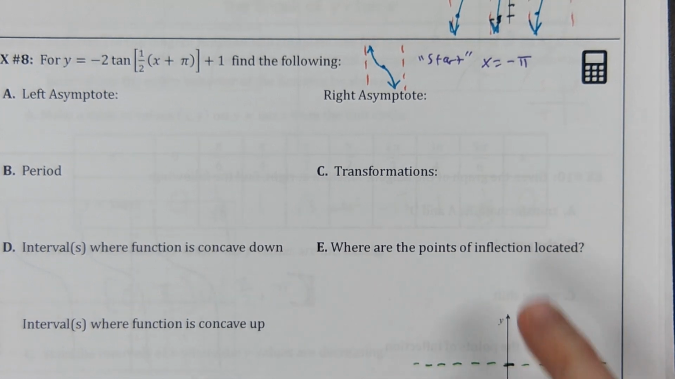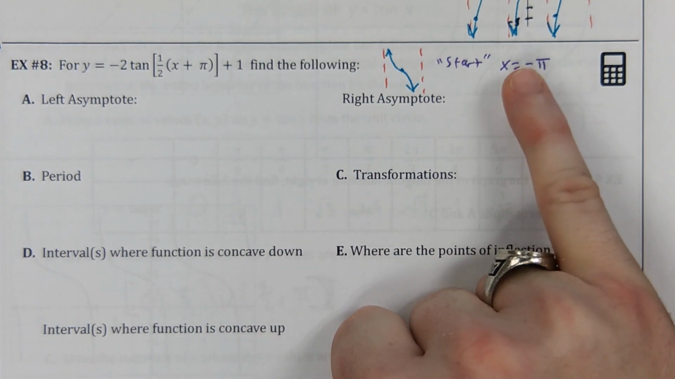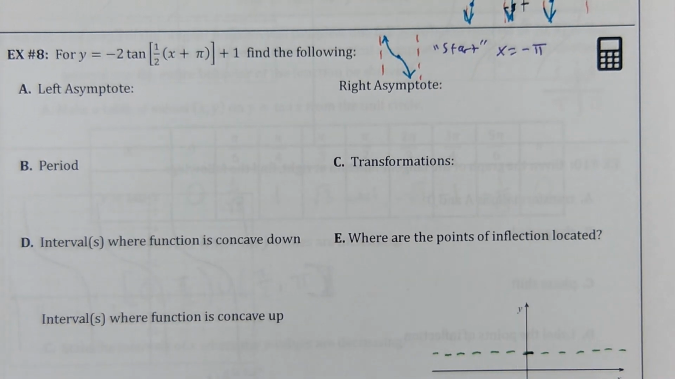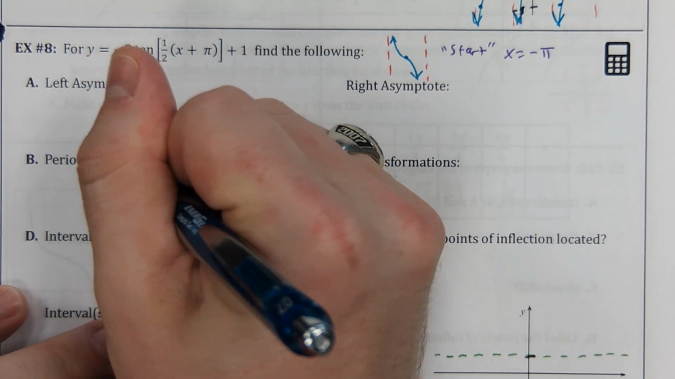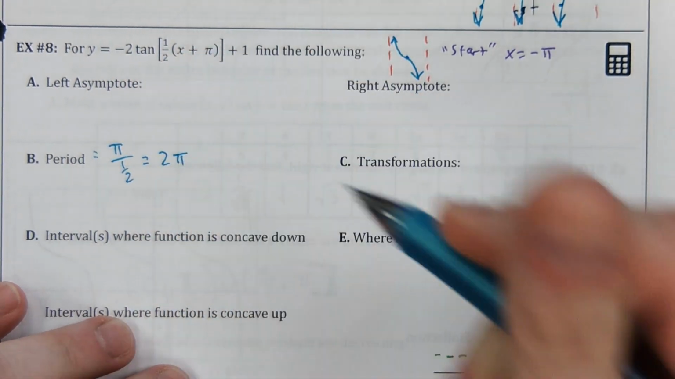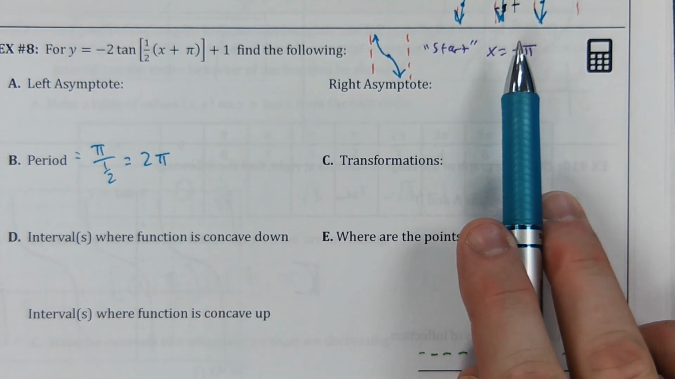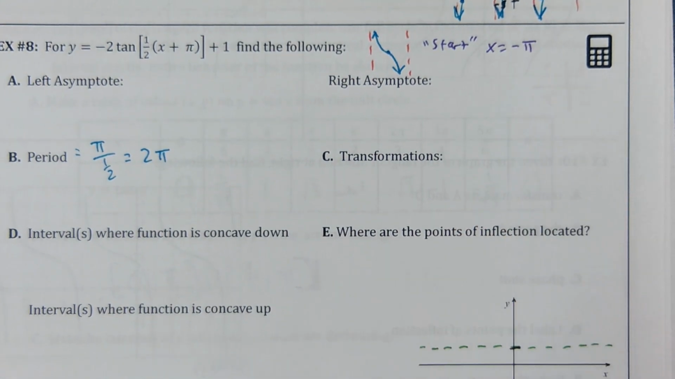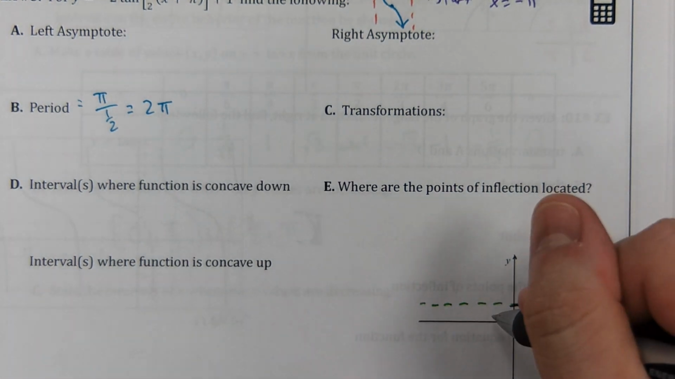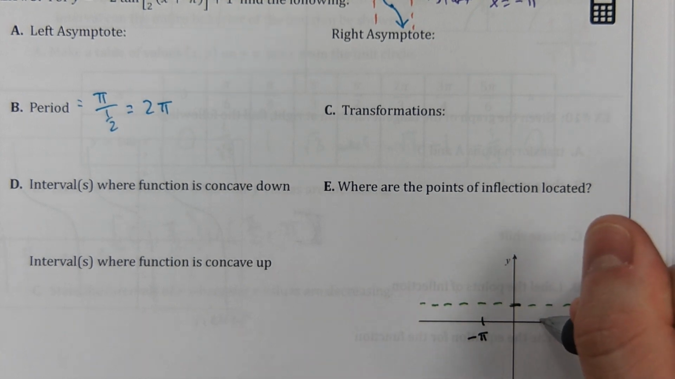And before I go throwing a negative pi on there, I want to decide my x scale, which I'm going to need the period length to help me do that. Pi over b, our b is 1/2, with a period length of 2 pi. So I'm going to begin at negative pi. I'm going to go left 2 pi and right 2 pi to find my next inflection point. So let's say that's negative pi, and go to the right 2 pi.